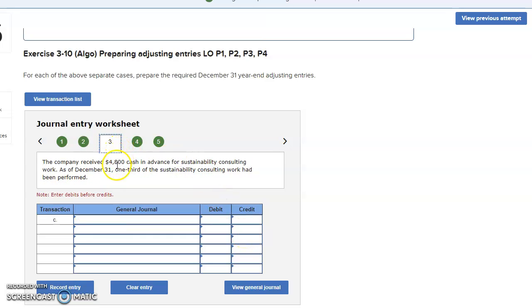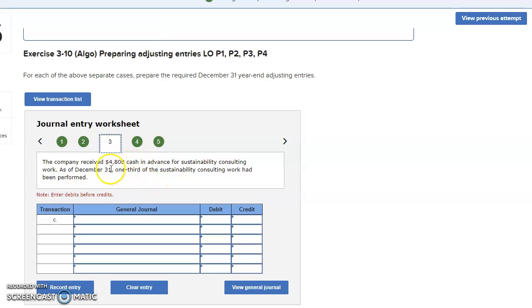For number 3, it says the company received $4,800 cash in advance for sustainability consulting work. As of December 31st, 1/3 of the sustainability consulting work had been performed. So that one is unearned revenue, even though we received all $4,800 in cash, only 1/3 of it was done by the end of the year.